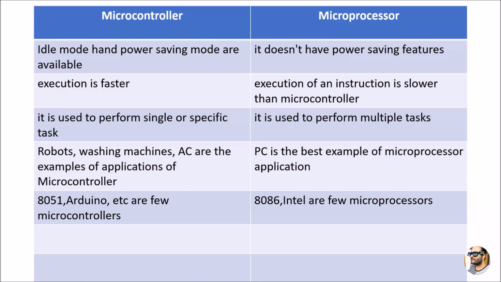The 8051 and the Arduino development board, which uses the Atmega 328 microcontroller, are some of the famous microcontroller boards used to design embedded systems. Coming to the microprocessor, as we will be learning, the 8086 and Intel chips, which are used in PCs, are a few famous microprocessors which are widely used in computing systems. So these are the main differences between the microcontroller and microprocessors.